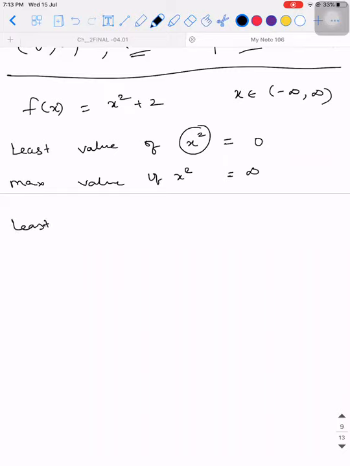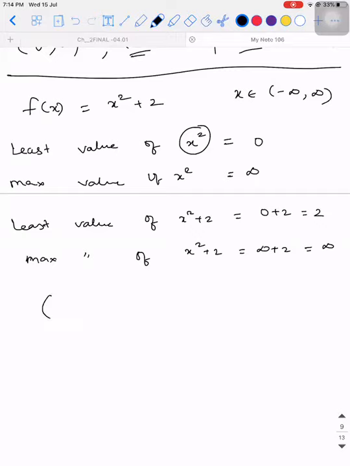2. So least value of x square plus 2 will be equal to 0 plus 2, that will be 2. What will be the maximum value of x square plus 2? That will be infinity plus 2, that will be infinity. So what is the range? 2, infinity.